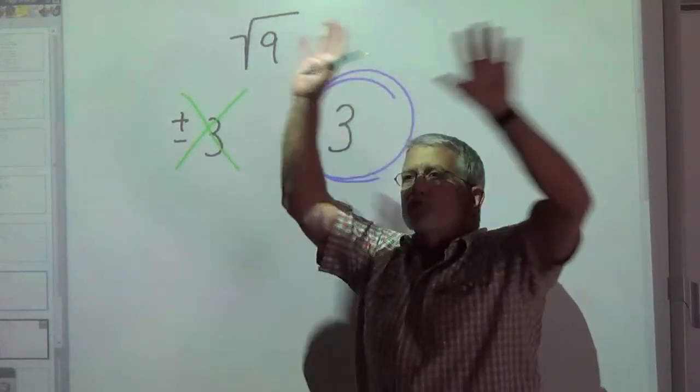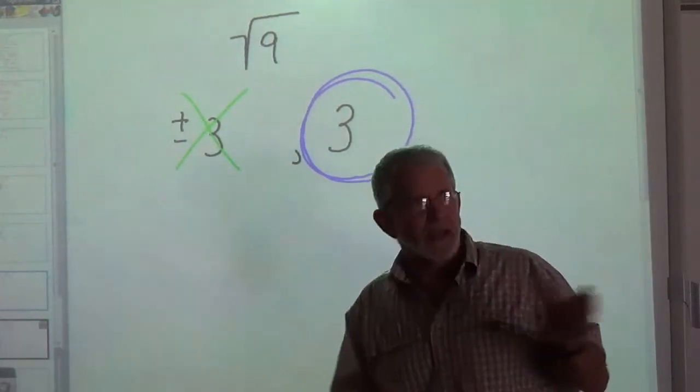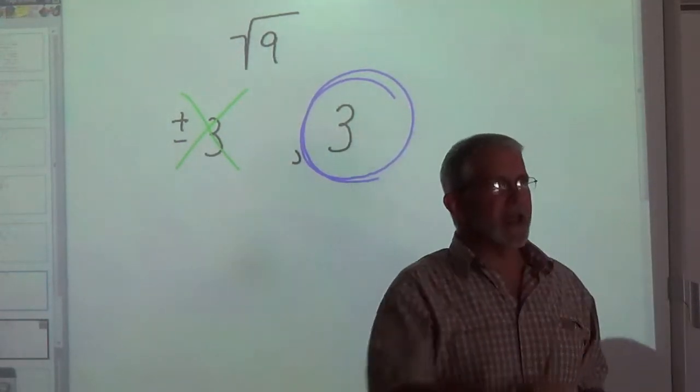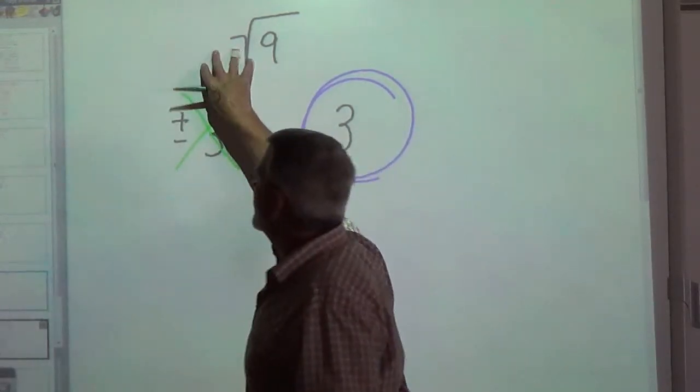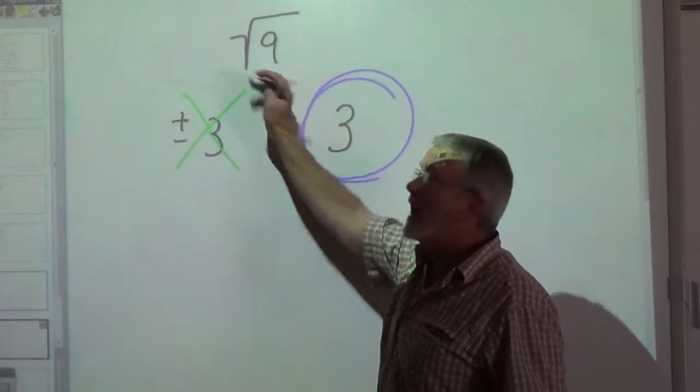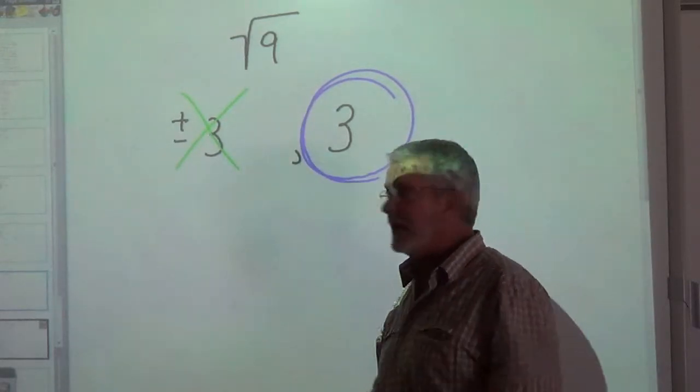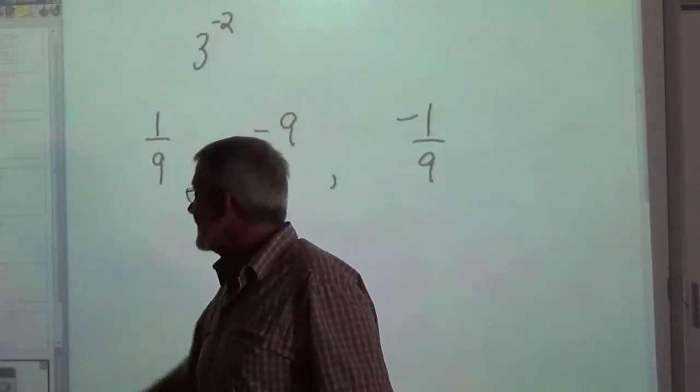This is tremendously misunderstood. When I get back into the game here, which is going to be in a week or so, I will go over that with you. If you don't understand it, that's fine. But the square root of 9 is just 3. Period. End of story.